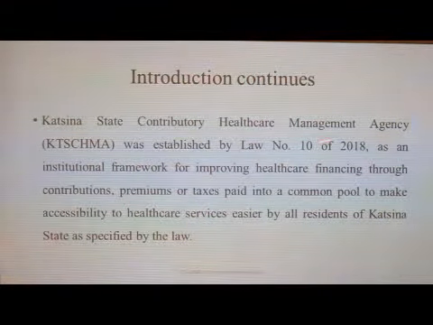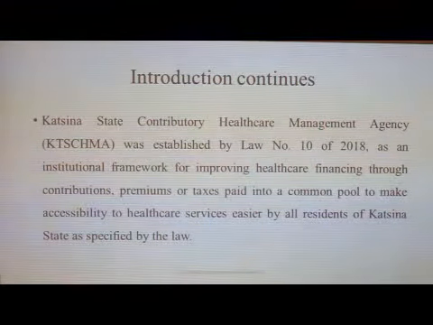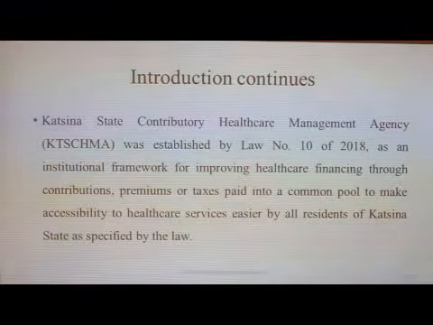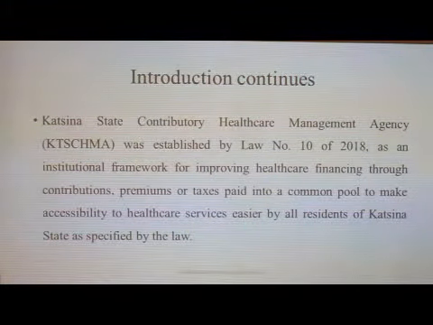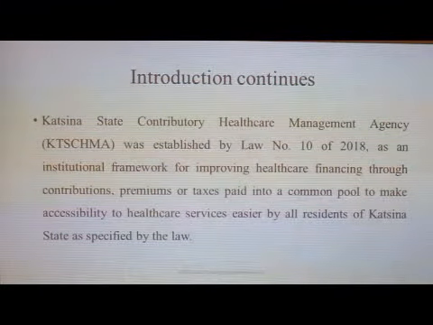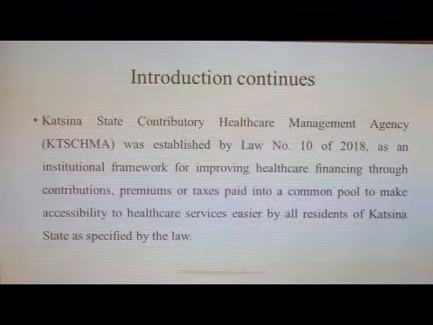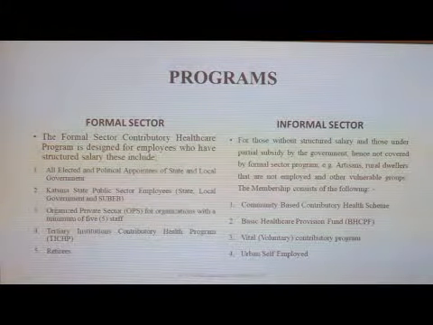The Katsina State Contributory Health Care Management Agency was established by Law No. 10 of 2018 as an institutional framework for improving healthcare finances through contributions, premiums, or taxes paid into a common pool to make access to healthcare services easier for all residents of Katsina State as specified by the law.